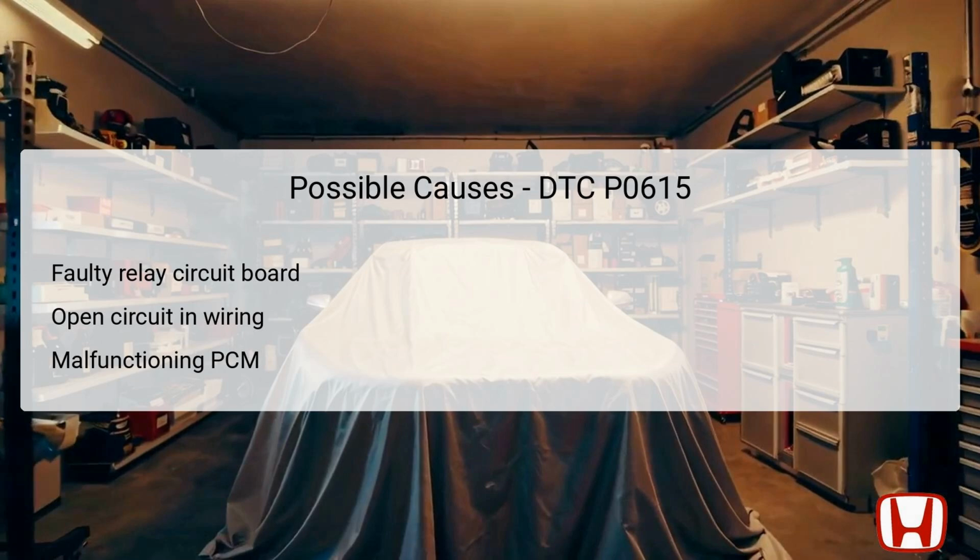First, a faulty relay circuit board can lead to incorrect signals being sent to the PCM, causing it to detect an abnormality. Second, there may be an open circuit in the wiring that connects the relay to the PCM, which can interrupt the normal functioning of this system. Lastly, a malfunctioning PCM itself can misinterpret the signals being input from the starter cut relay circuit. Each of these potential causes can result in issues affecting the vehicle's ability to start, necessitating a thorough inspection and testing of the components involved to ascertain the root cause of the problem.